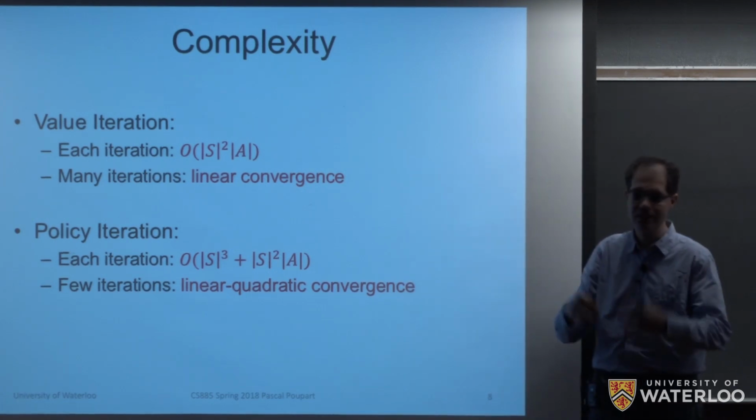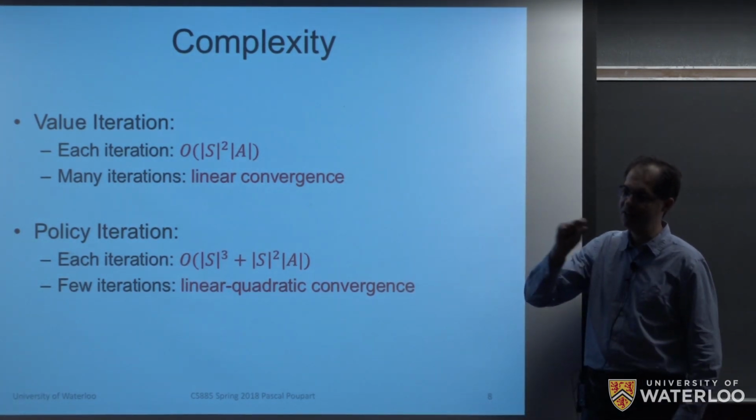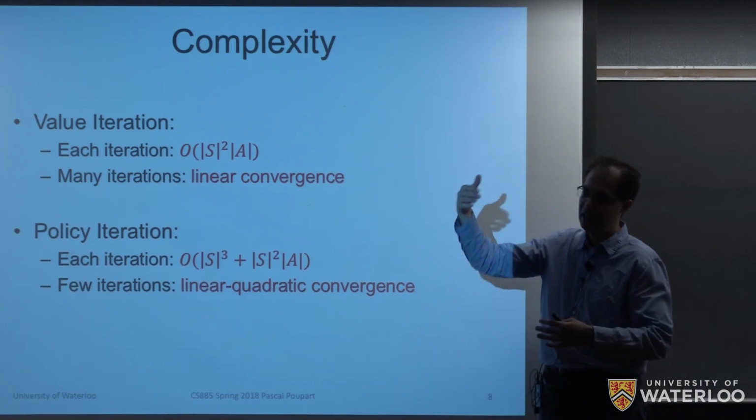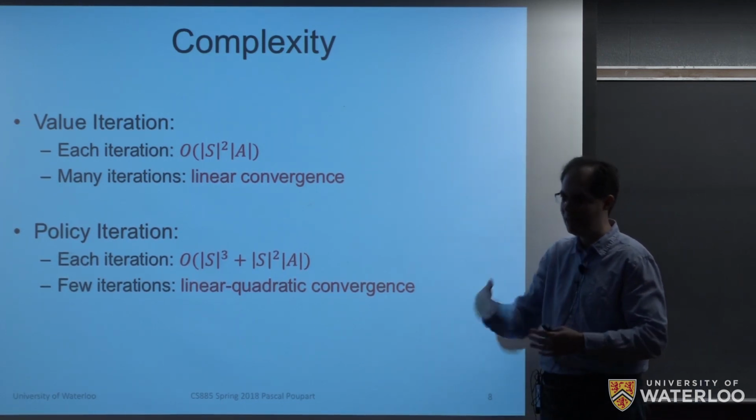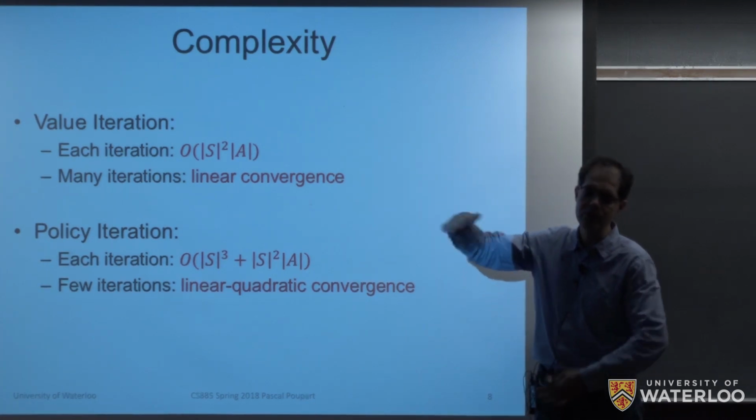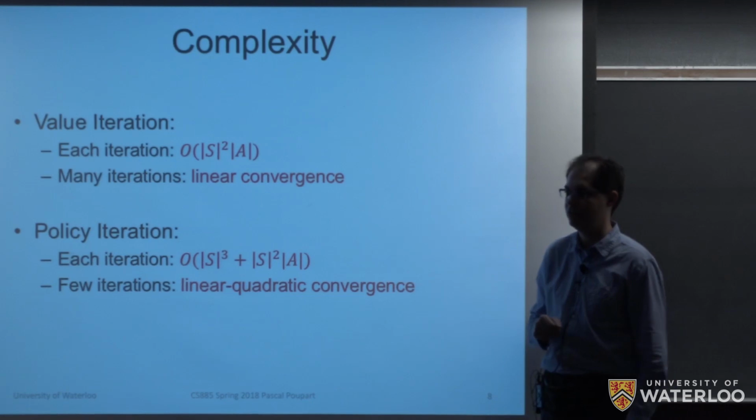If you run it till convergence, or at least till you have a gap of just epsilon, which then gives you a bound of epsilon divided by 1 minus gamma, right? So for a very small epsilon, you might require hundreds, if not thousands of iterations, right?